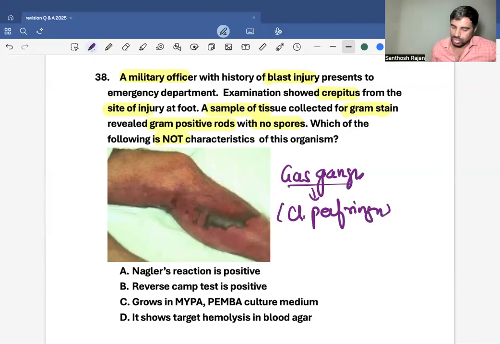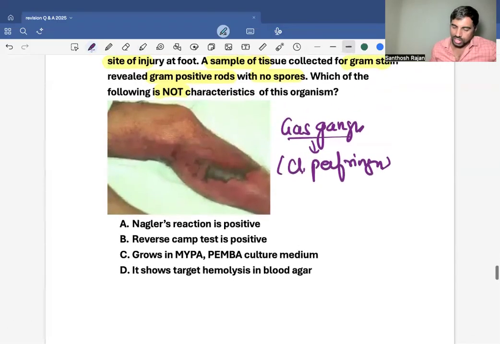Clostridium perfringens: Nagler's reaction positive? Definitely yes, that's what the name Naga says. Reverse CAMP test? Yes, he's a bit of a crazy fellow. Grows in MPA, Pempa? Let's come there. Target hemolysis? Definitely yes. Double zone hemolysis is also correct.